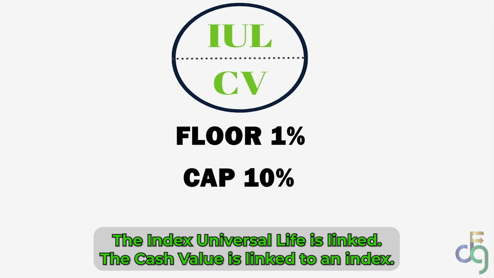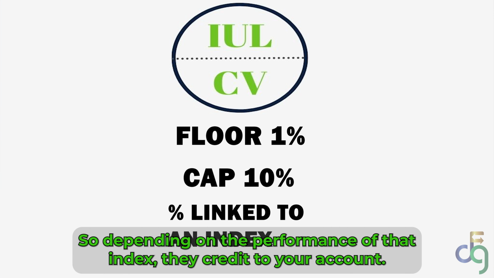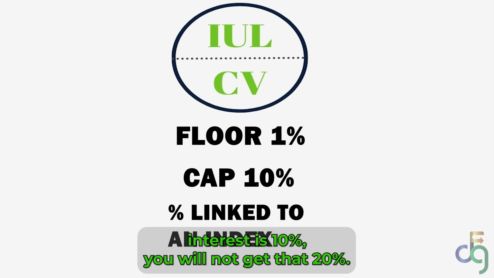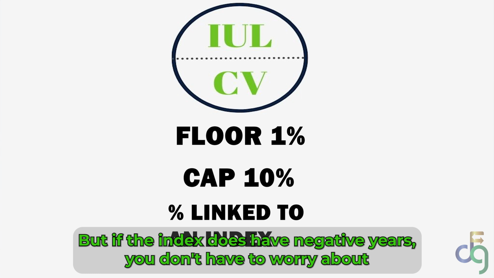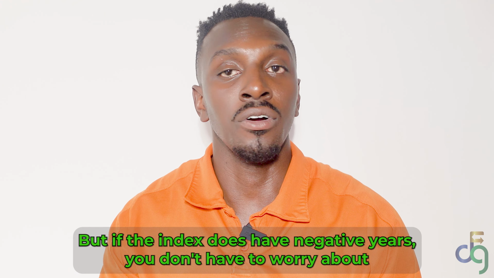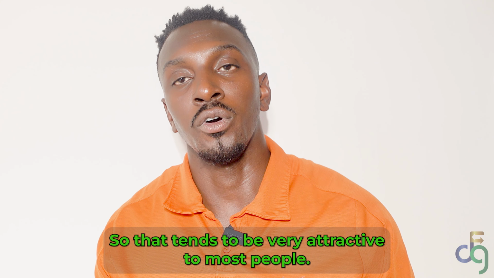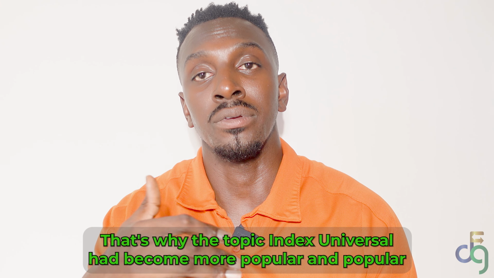The index universal life, the cash value is linked to an index. So depending on the performance of that index, they credit to your account. Obviously, if the index does a 20% and your cash value cap interest is 10%, you will not get that 20%, you will just get a 10%. But if the index does have negative years, you don't have to worry about those losses. You just won't get anything, or you will get that 1%. So that tends to be very attractive to most people. That's why index universal life is becoming more and more popular.